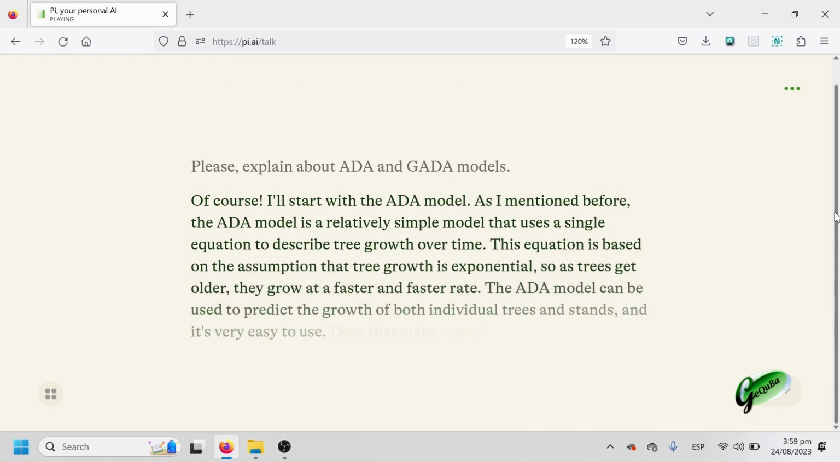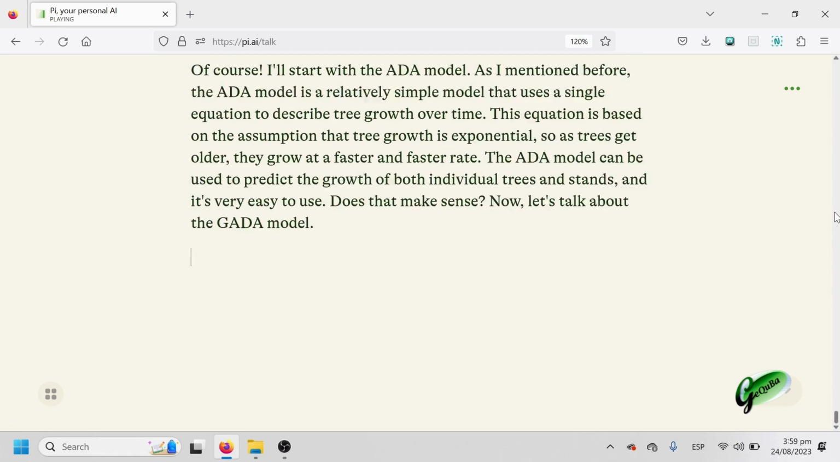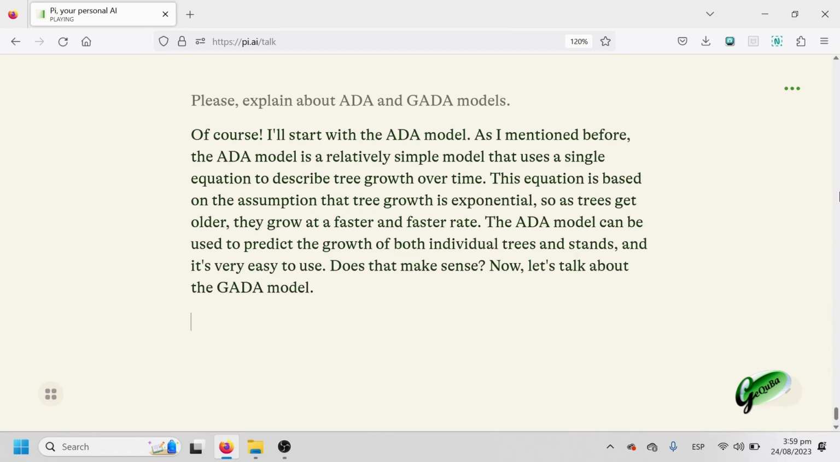Of course, I'll start with the ADA model. As I mentioned before, the ADA model is a relatively simple model that uses a single equation to describe tree growth over time. This equation is based on the assumption that tree growth is exponential, so as trees get older, they grow at a faster and faster rate. The ADA model can be used to predict the growth of both individual trees and stands, and it's very easy to use. Does that make sense?